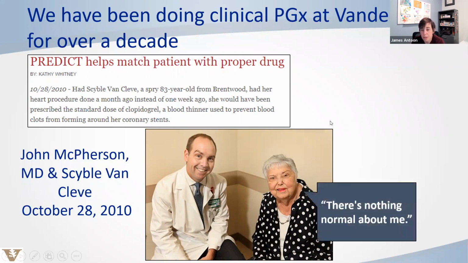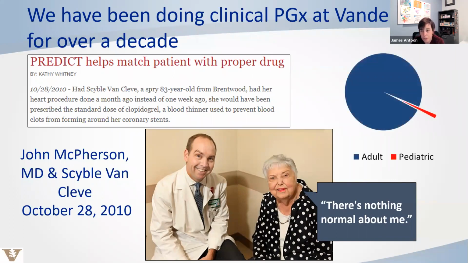My favorite quote from this article is that Sybil said, "There's nothing normal about me," when she found out that she was a CYP2C19 poor metabolizer, and thus she needed a different drug instead of clopidogrel in order to prevent a thrombosis in her case.